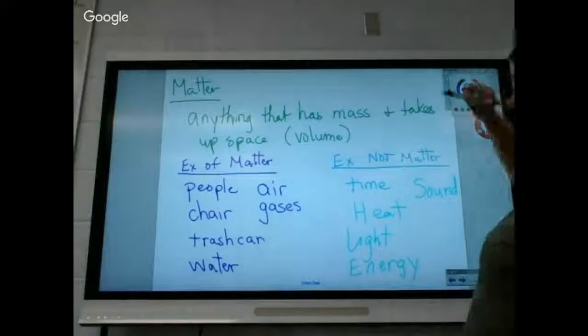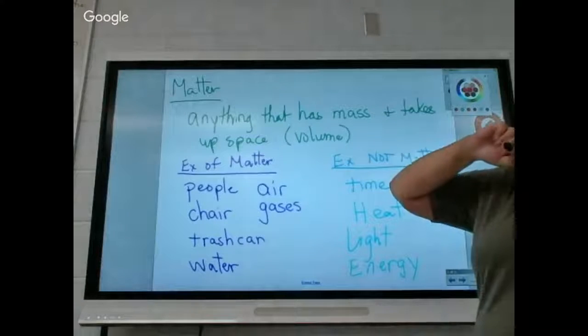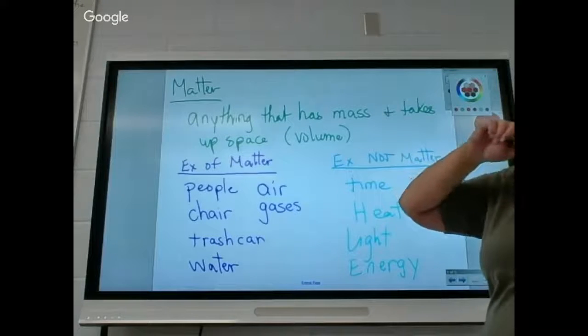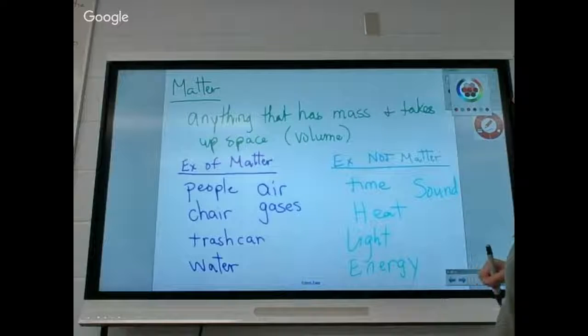All right, two words that I want to talk about the difference between, just to make sure you understand the difference, since we're going to use one of them and not the other this semester.